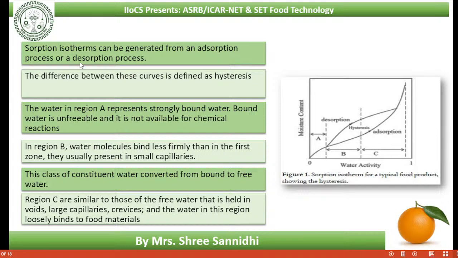Okay. Sorption isotherms can be generated from an adsorption process or a desorption process. The difference between these curves is defined as hysteresis. So you can see a gap between these two curves, right? So this region is called hysteresis. This is common in any kind of adsorption and desorption curves.